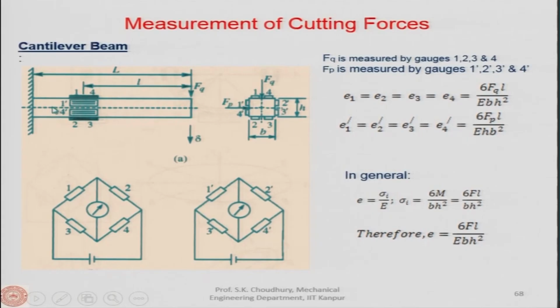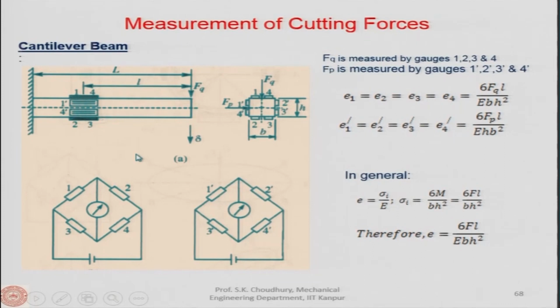So, the strain gauges 1, 2, 3, 4 will sense the force which will try to bend the cantilever beam because of Fq. And similarly, 1 prime, 2 prime, 3 prime and 4 prime will sense the force which will try to bend the cantilever beam because of Fp. So, Fq will be sensed by 1, 2, 3, 4 and Fp will be sensed by 1 prime, 2 prime, 3 prime, 4 prime.